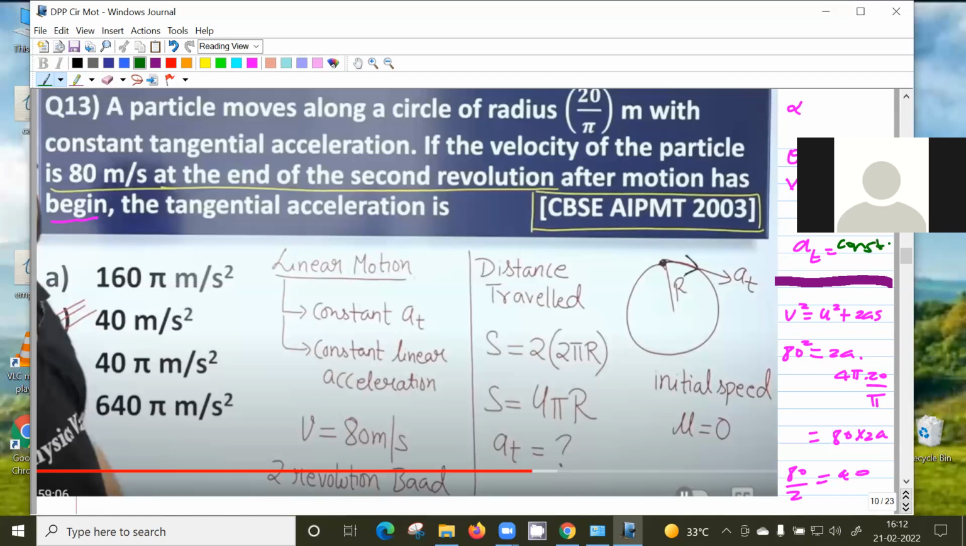No, it's 40. So you have to use this v square equal to u square plus 2as, no? I used s equal to ut plus half at square. Uh, u is 0. Yeah, but how do you know time? Time is distance by your velocity. 4 pi r by 80, sir.